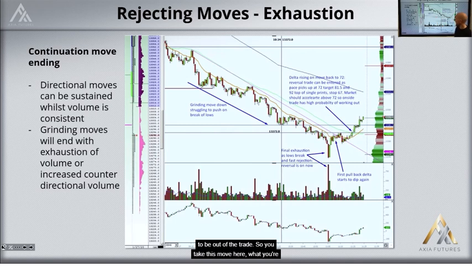So you take this move here, what you're getting is this steady grinding move lower. We don't see a great deal of change in volume. If you just take this volume here, this could quite easily be the kind of volume that you see in a sideways range.